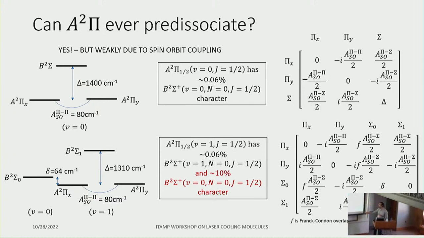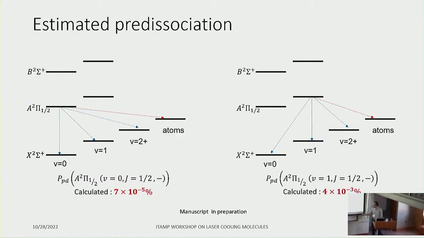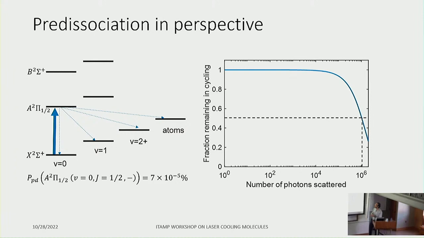But for the V equals 1 state, it is slightly higher because the energies are a lot closer. And I won't, again, go into details on this. But what it means is that we can kind of predict what is a bound on our predissociation rate for the A state, which is our main workhorse cycling transition. What we find is, or what we calculate is, that it's actually pretty small. So 10 to the minus 6, 10 to the minus 5 level predissociations, which, again, on paper seems very small, but let me try to put this in perspective.